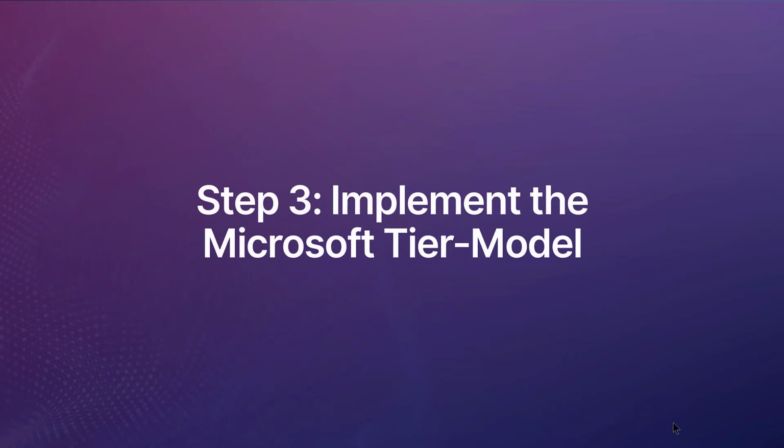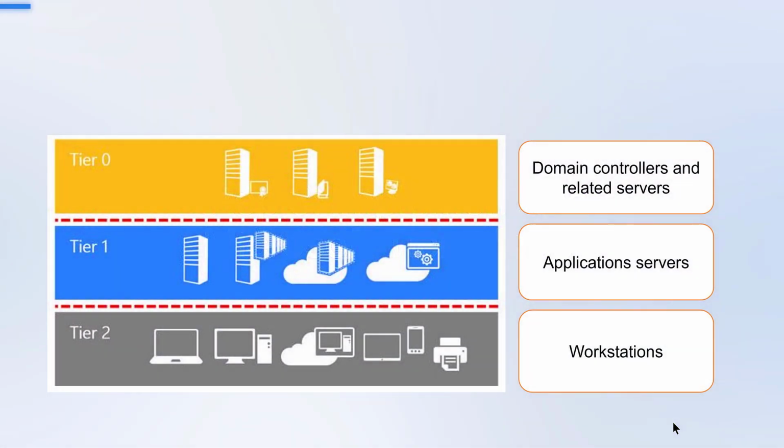Step 3, you need to implement the Microsoft tier model for AD. I will not go into too much detail because you can have a look on Google and get a lot of information about that. But basically speaking, Tier 0 is all the domain controllers. Tier 1 is the application servers, like file servers, printing servers, or a CRM server, these kinds of things. And Tier 2 is workstations.